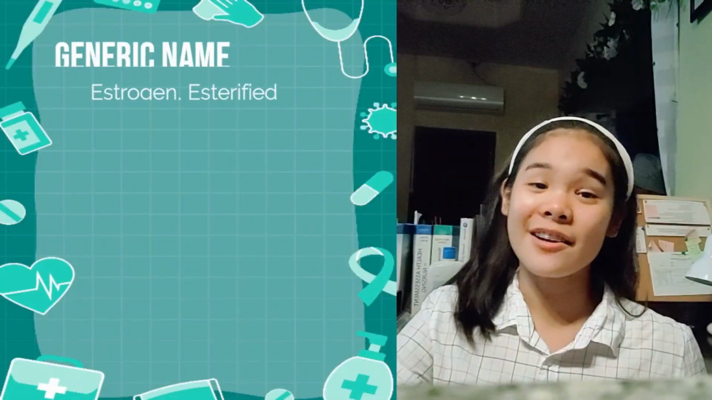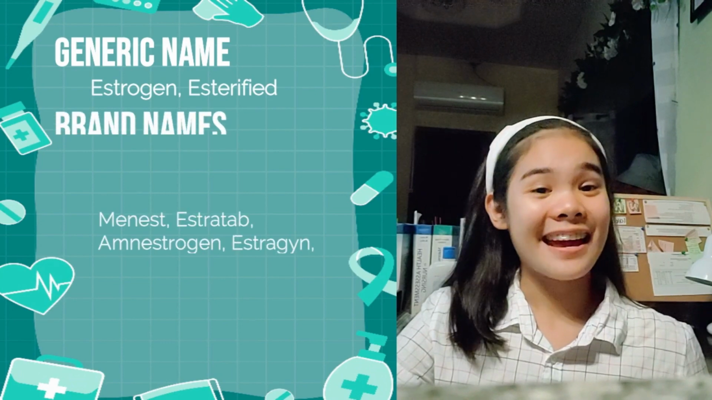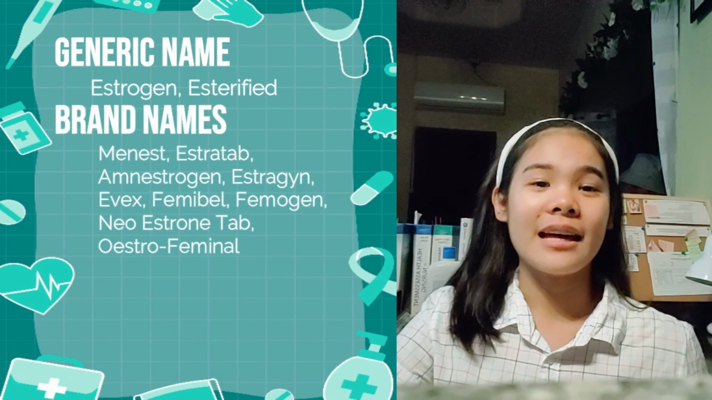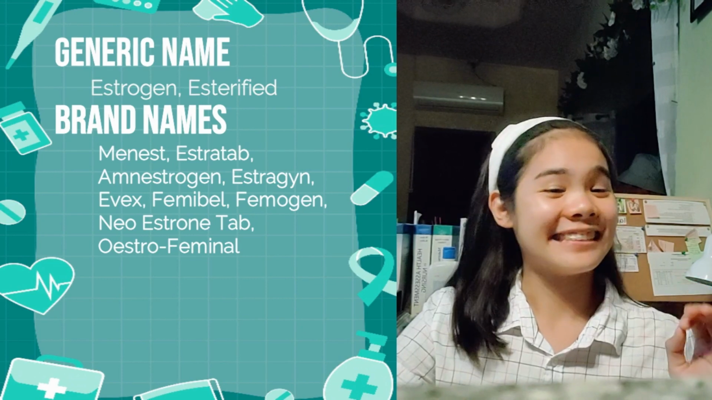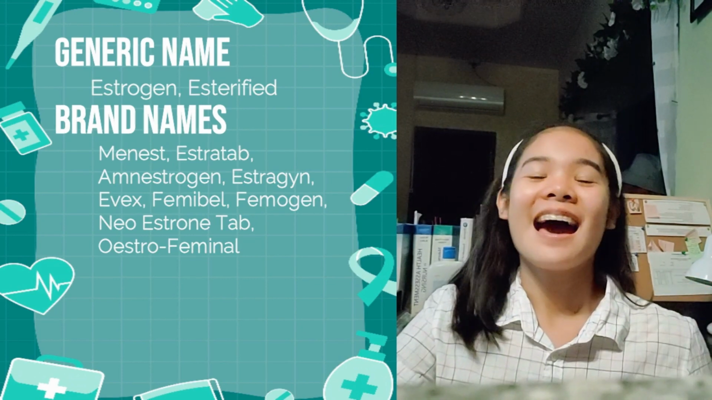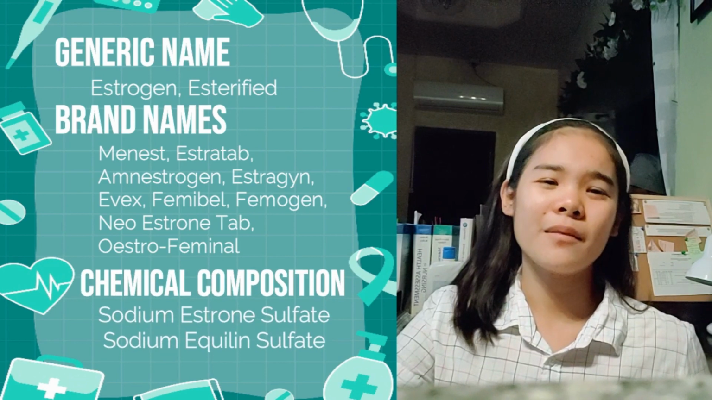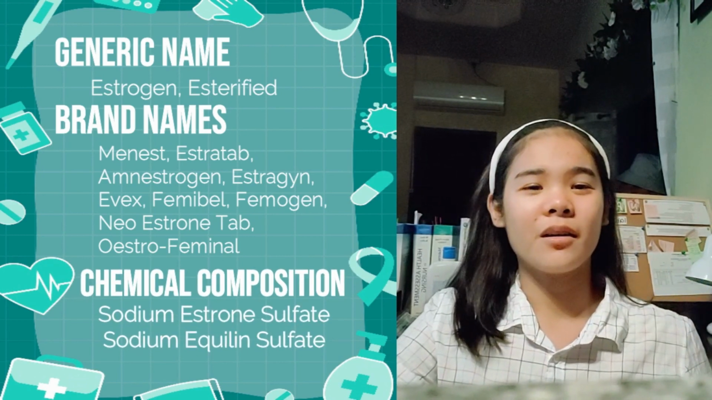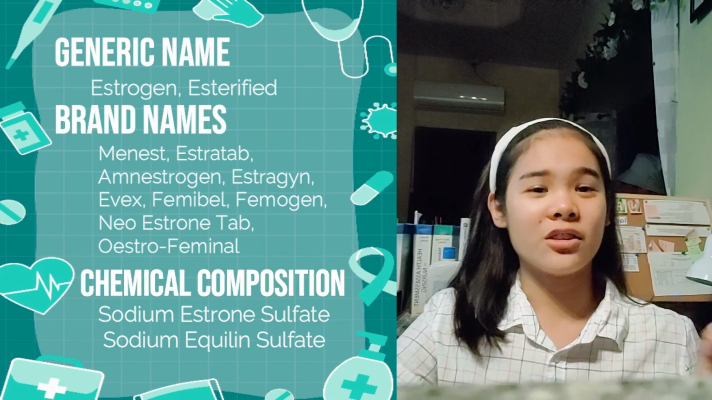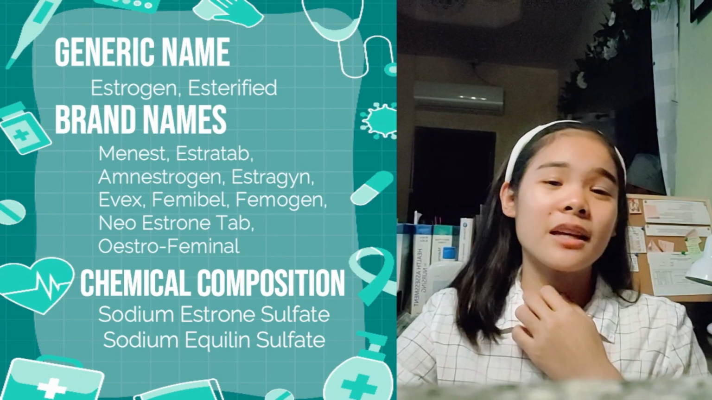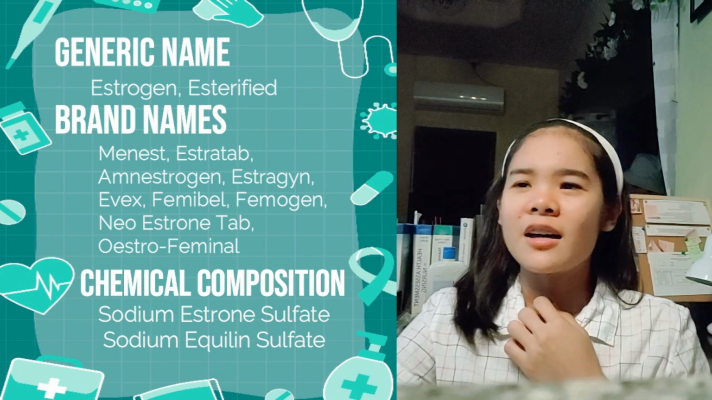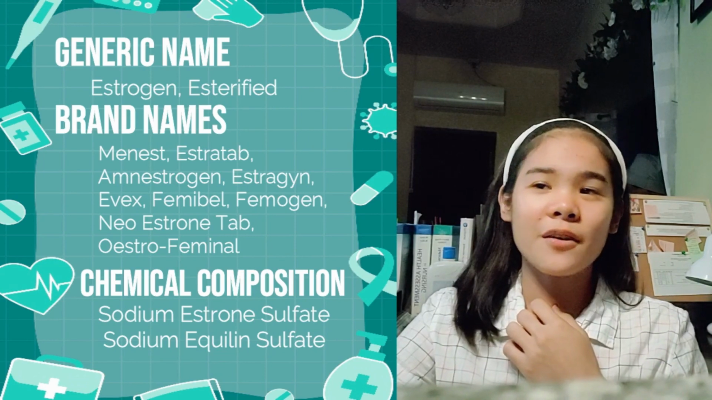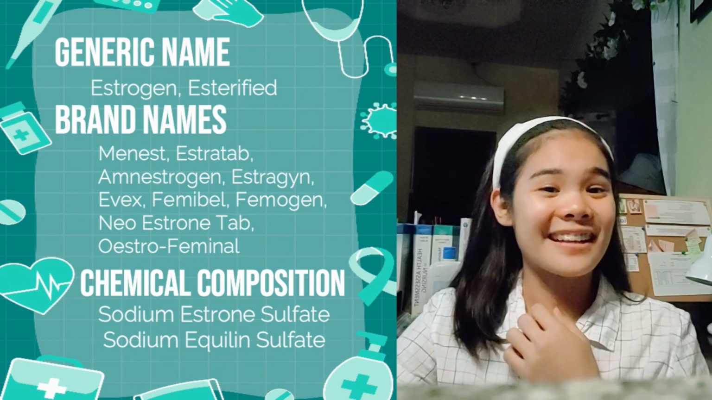The generic name is Estrogen Esterified. My brand names, there are many: Menest, Estratab, Estrogen, and Esterified. And for my chemical name, there's no chemical name specified for that drug, but it primarily consists of sodium estrone sulfate and sodium equilin sulfate.